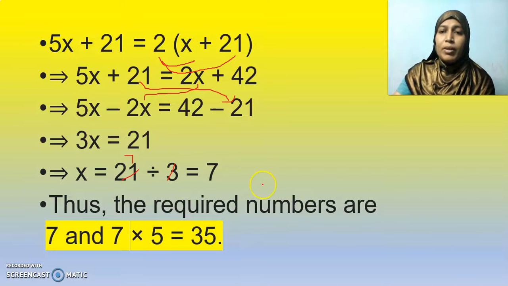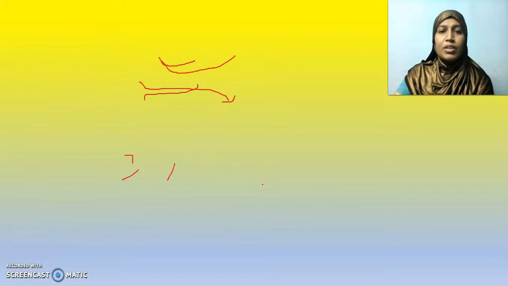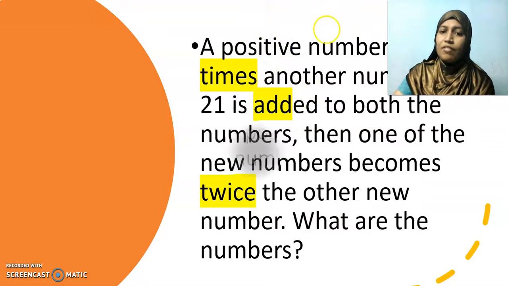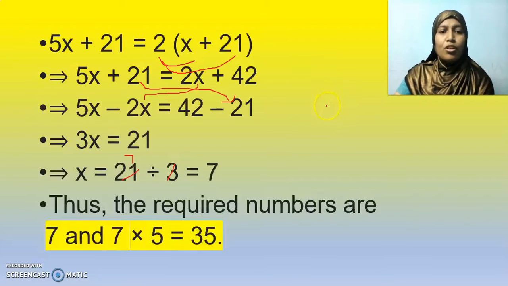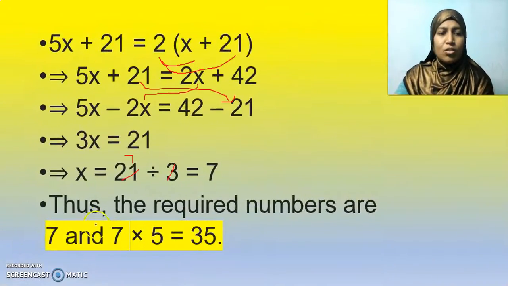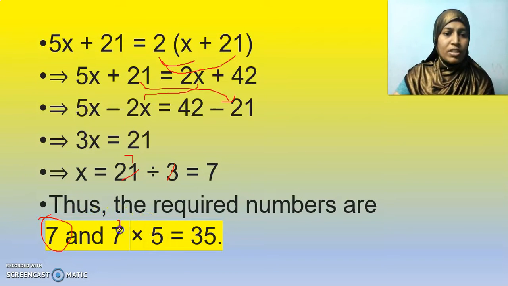What is the required number? See here in the question, they have asked us what are the numbers. I have to find both the numbers. One is x, another one is 5x. So you should write both the numbers as the answer. Is it clear? So 7 is one answer. And 5 into x, 5x, is another number. So I am multiplying 5 into 7 as 35. So 7 and 35 are the two numbers.